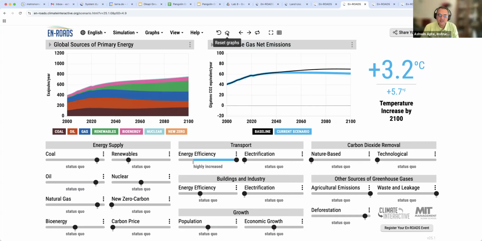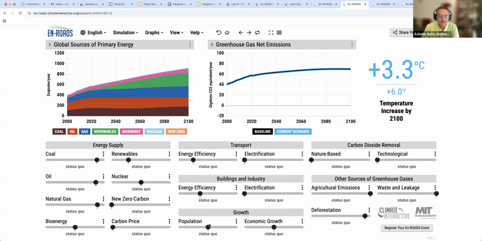The jargony term for this is capital stock turnover delay. What it means is that we have a bunch of investments already made, which are already in place, and it takes a long time for us to retire those and get new ones online. This is also apparent in other places. Let me show you something else.